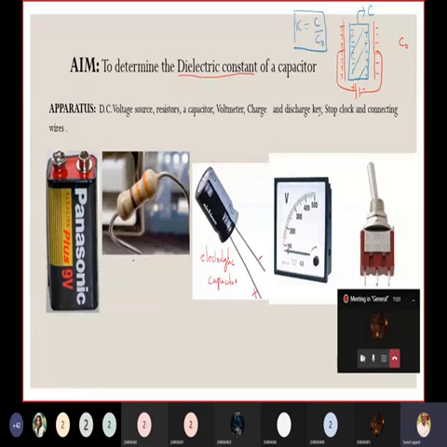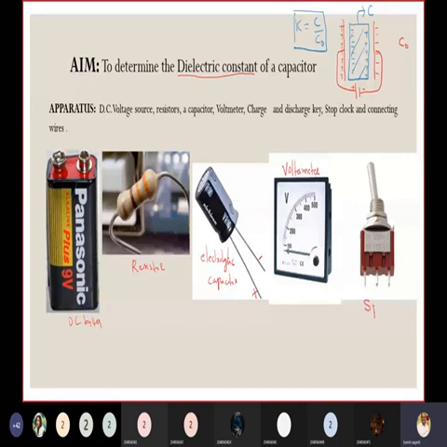This is our resistor. This is our DC battery. This is our voltmeter. And this is an SPDT. What do you mean by SPDT? Expansion: single pole double throw. We have a single pole, and you can throw this side or this side also. You can throw on either side.